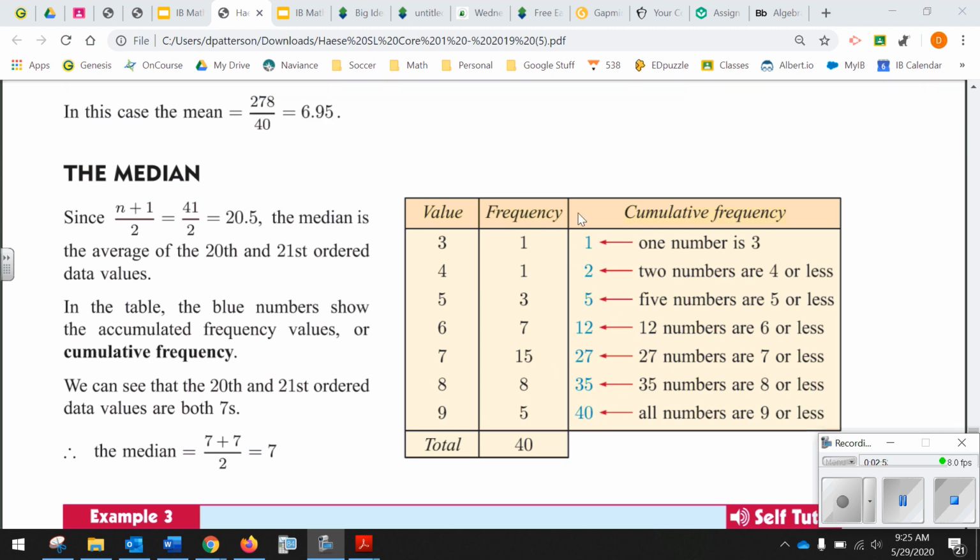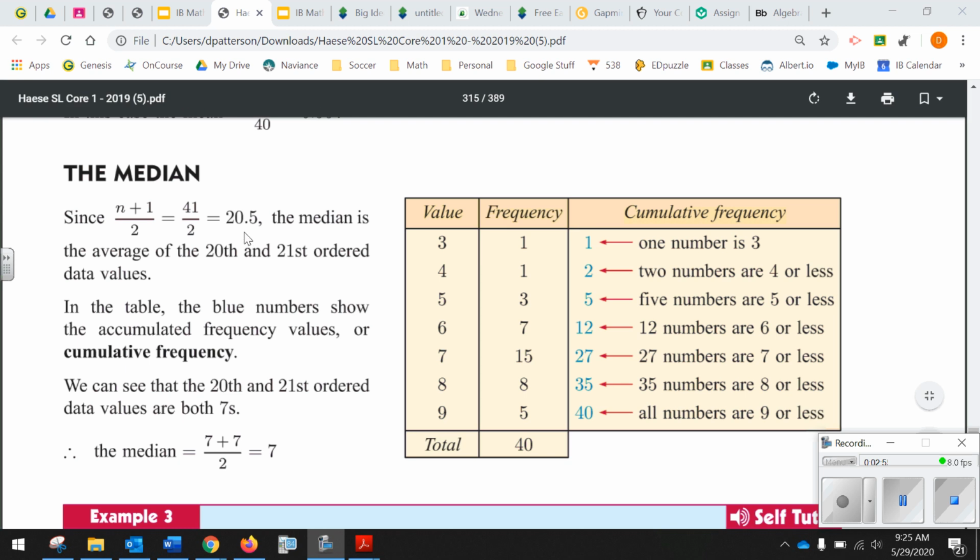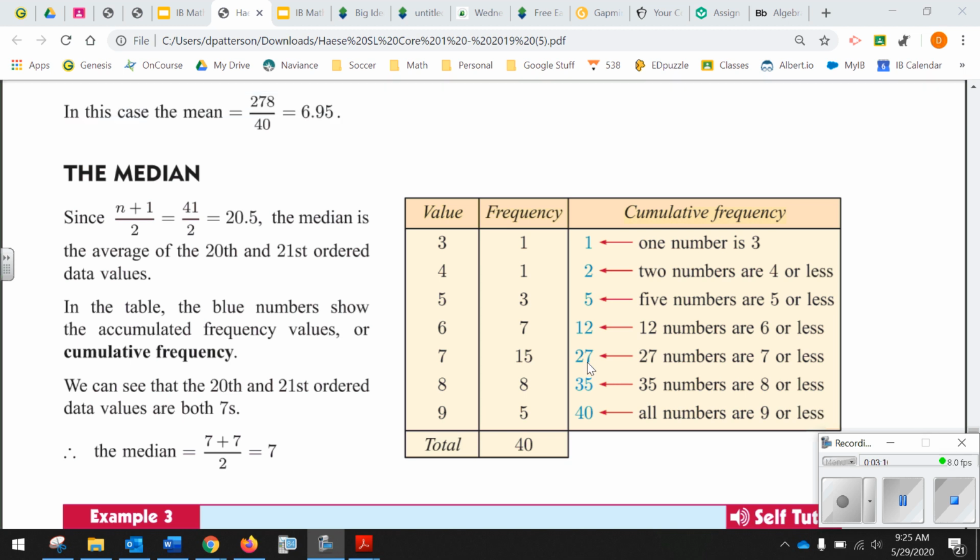But like we said, we're looking for the average of the 20th and the 21st values. So if I go down cumulatively, here in this bar where the value is 7, both the 20th and the 21st values exist. Therefore, both of those values are 7. Therefore, the median is 7.